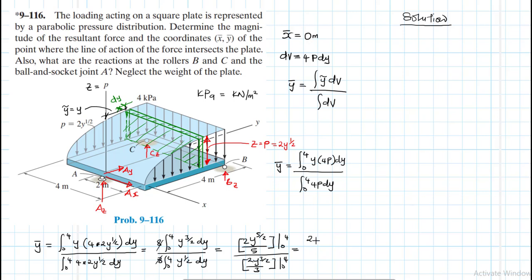Then eventually this gives us 2 times 32, right, divided by 5, divided by 2 times 8 divided by 3. So this eventually is going to be equal to 2.4. Great. So our y bar is equal to 2.4 meters. Great. So we found our y bar.